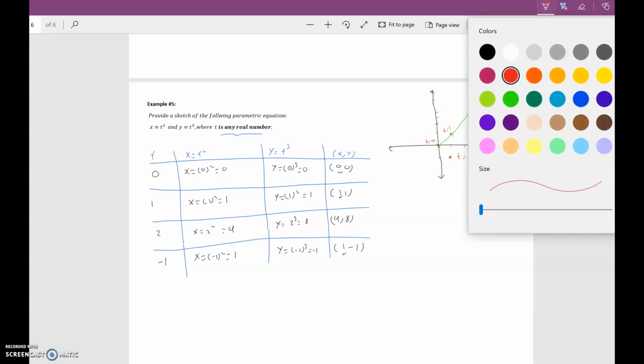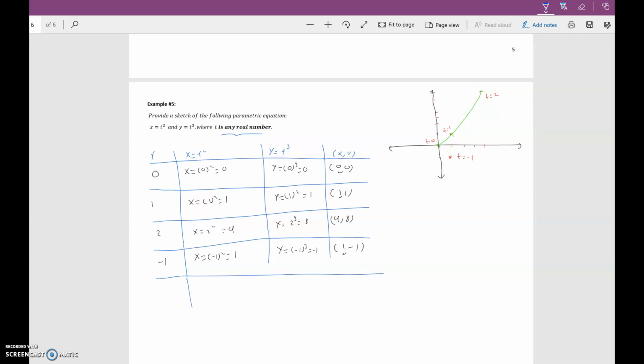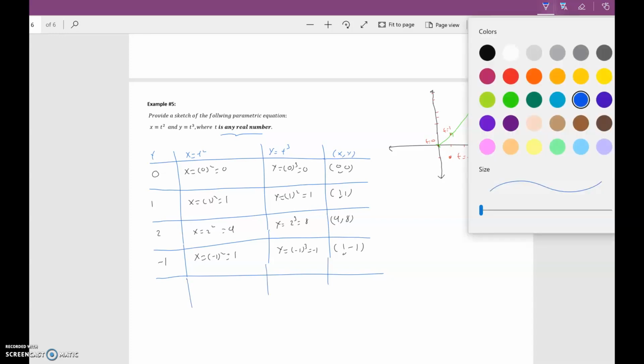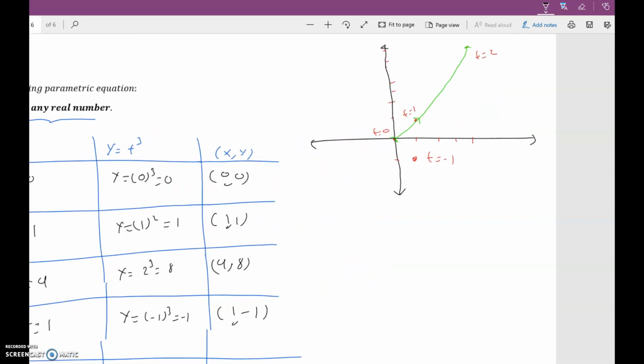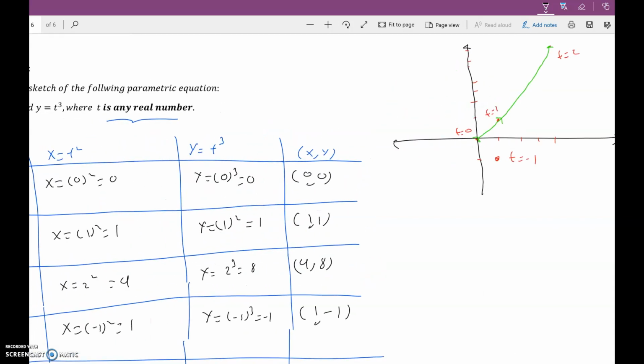And just one more coordinate point for perspective. So in this case, negative 2, x is equal to negative 2 squared, which is equal to 4. Y is equal to negative 2 to the third, which is equal to negative 8. So 4 comma negative 8. So it has the same effect that it had on the positives. And we're going to have to extend this one further down.